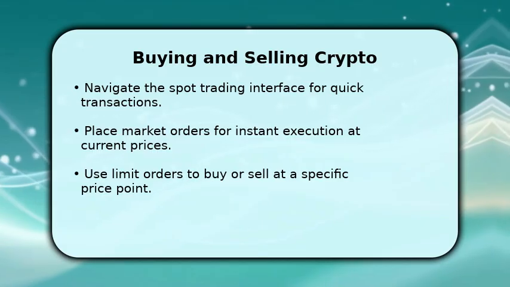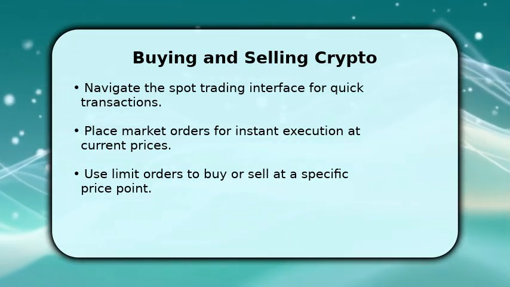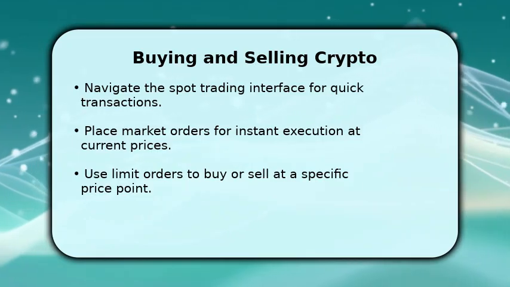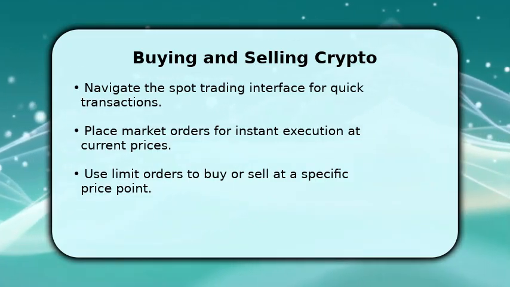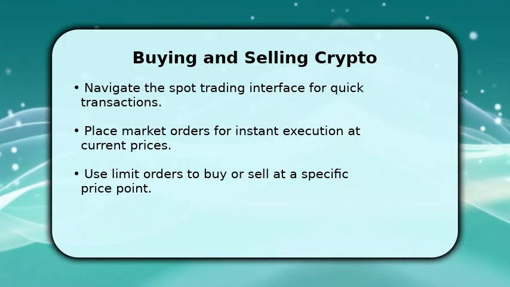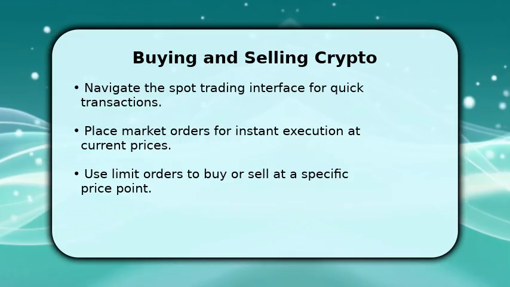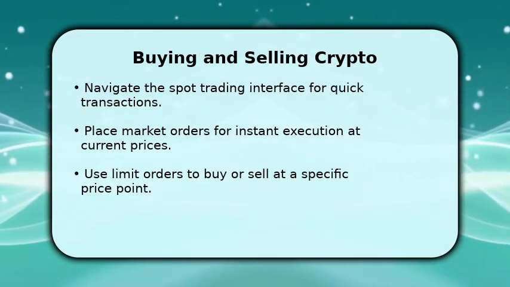Once your account is funded, you can start buying and selling cryptocurrencies. Binance offers a user-friendly spot trading interface for straightforward transactions. You can place market orders to buy or sell instantly at the current market price. For more control, use limit orders to set your desired purchase or sale price, and the order will execute automatically when the market reaches that level.